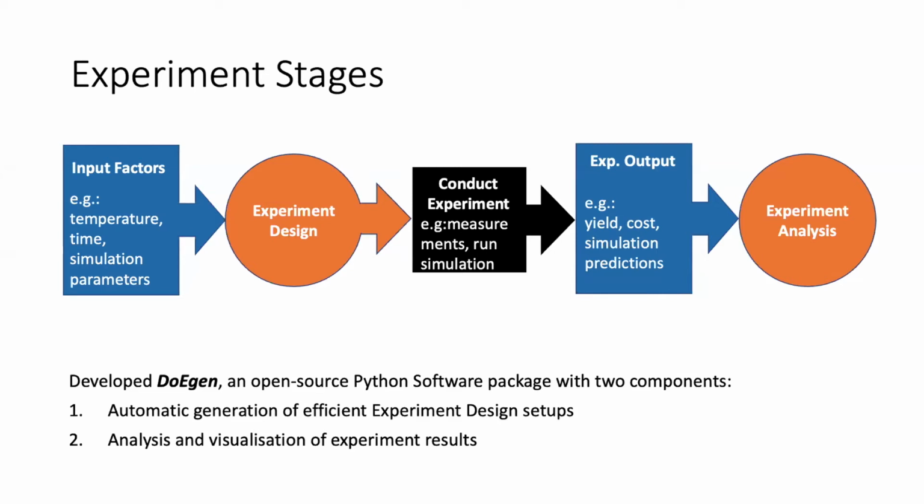And the experiment itself, which can be, for instance, a black box or complex geophysical simulation, then produces results, which are either yields or simulation predictions. And in the analysis phase, the software basically evaluates the experimental results. So there are two parts of the software component here. One is actually generating the experimental designs automatically, and then the analysis part.